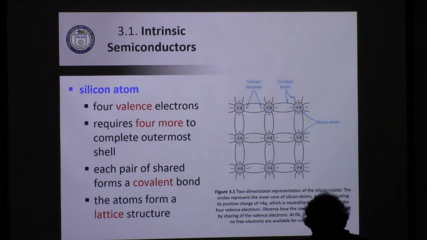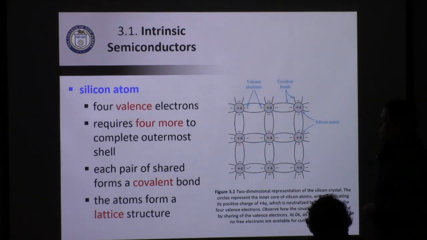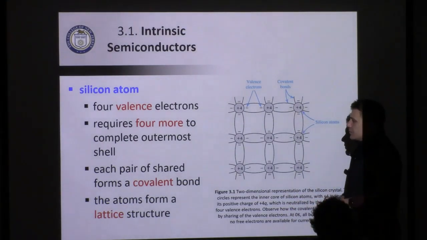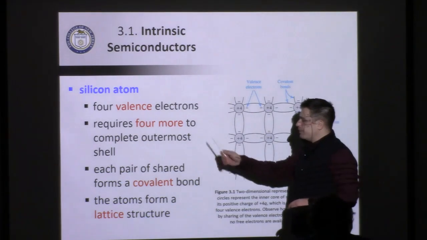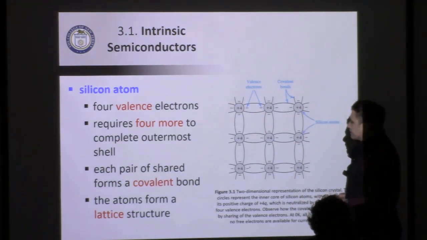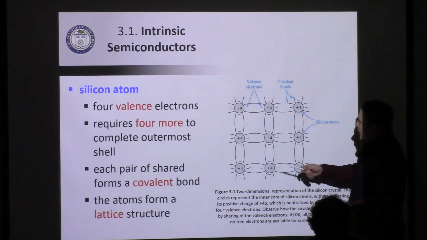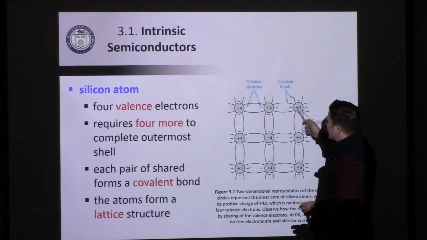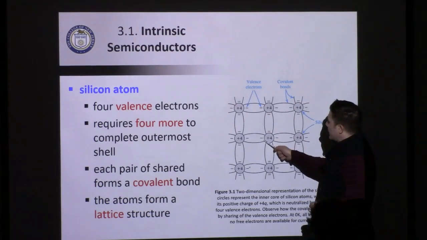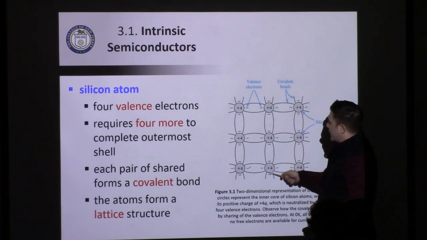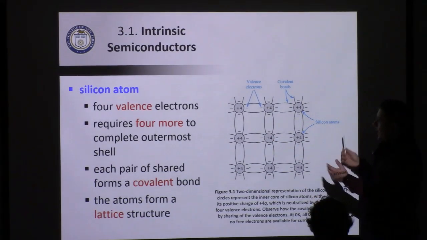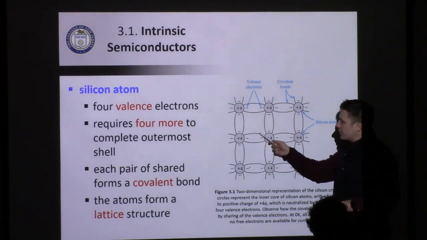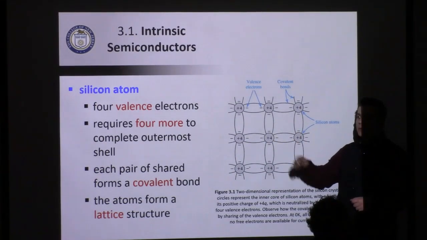All right, so when we talk about silicon specifically, silicon has 4 valence electrons in its outermost shell of 8, so it requires 4 more to complete it. The picture does the best job of describing this. The silicon forms a lattice structure which looks like this, where each atom shares one electron with its neighbors, and you end up with this lattice structure. Covalent bond, covalent bond, covalent bond, covalent bond, full outermost shell.